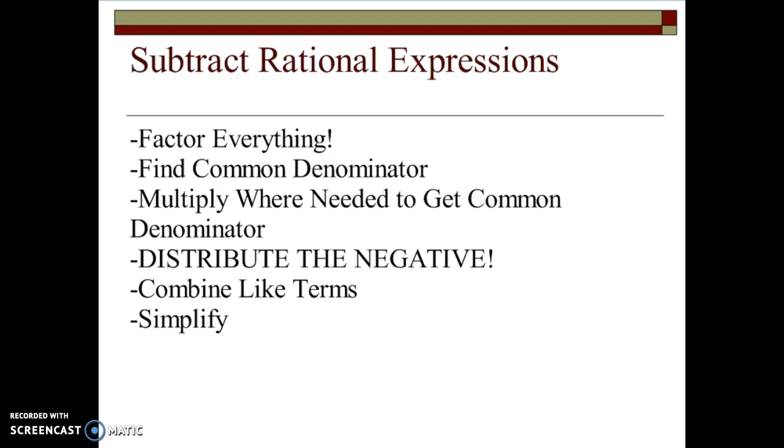When you subtract, you still factor everything like we just talked about. Find your common denominator, multiply where needed, but the only difference is when you subtract, you're going to have to distribute that negative. Remember when we subtract our polynomials, like if I said x minus 7 minus 2x plus 1. This negative has to be distributed, so it becomes x minus 7 minus 2x minus 1. Then from there, you can combine your like terms. So the only difference with subtraction is that you have to distribute that negative.